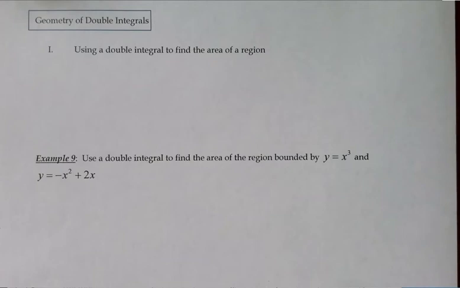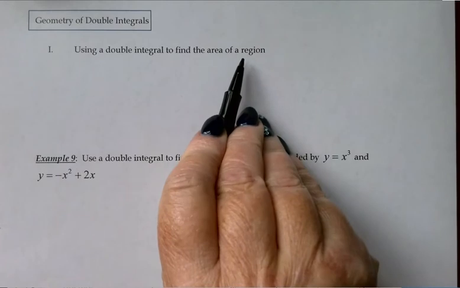This is section 13.2, part D. We're now going to be looking at using double integrals to do some geometry, starting with finding the area of a region.